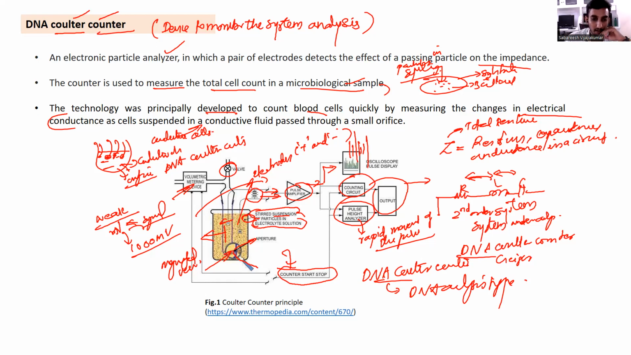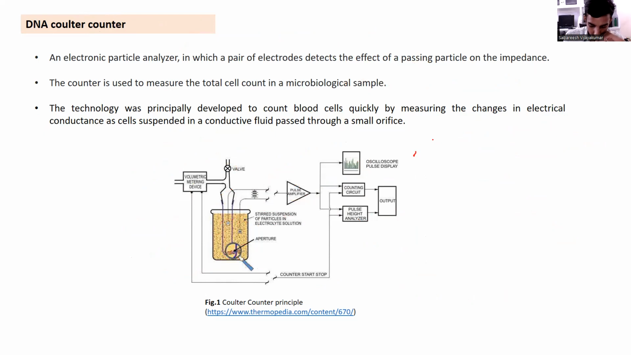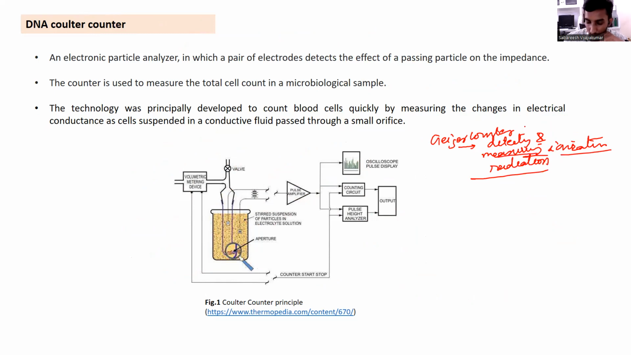So I was previously saying about the Geiger counter also. A Geiger counter is actually an electronic instrument used for detecting and measuring ionization radiation. Detection of the ionization radiation will be done by the Geiger counter.